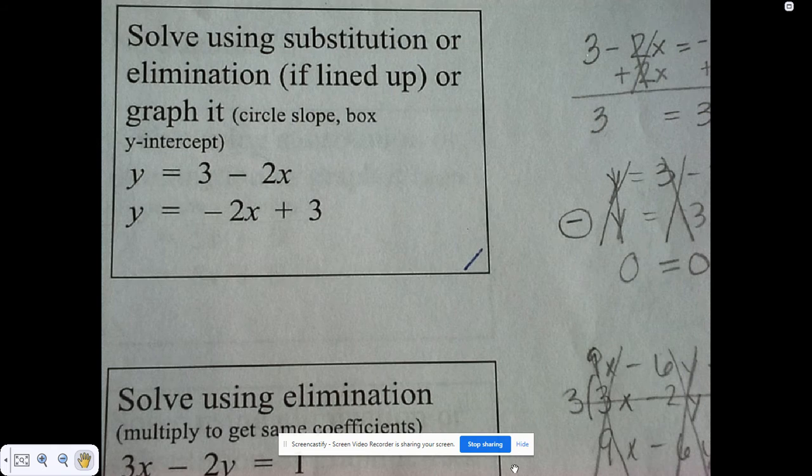I want you to pause the video and figure out which method works best for you and see if you can figure out what the solution is, if it's infinite, if it's no solution, or if it actually is an x comma y coordinate point where they intersect. So pause the video, go ahead and do that, and unpause it when you are ready to reveal the answers to yourself.